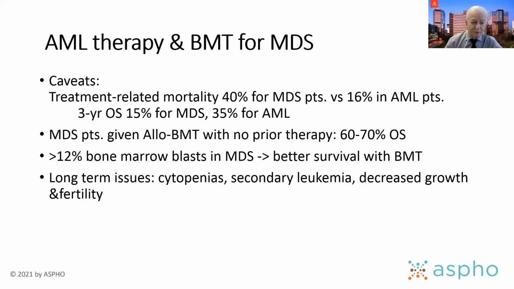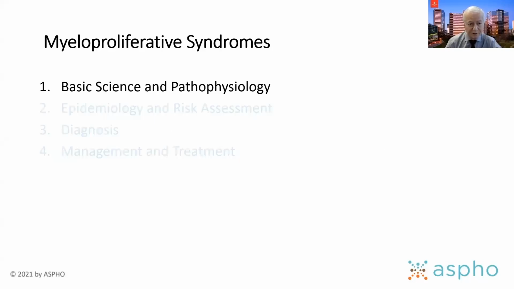As I mentioned, MDS patients can sometimes be given transplant without prior therapy, and they actually can do very well, 60 to 70% overall survival. And interestingly, those patients with more bone marrow blasts sometimes have a better survival also. Not surprisingly, long-term issues include cytopenia, secondary leukemia, and decreased growth and fertility.